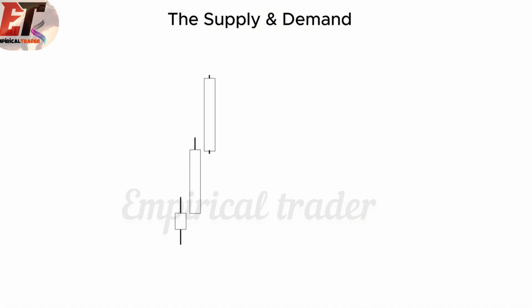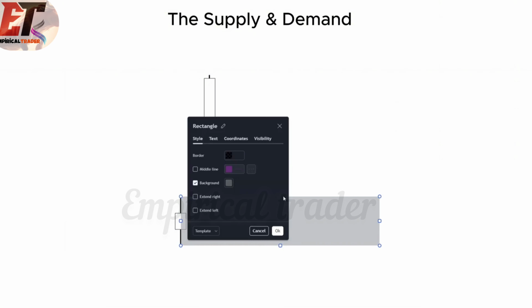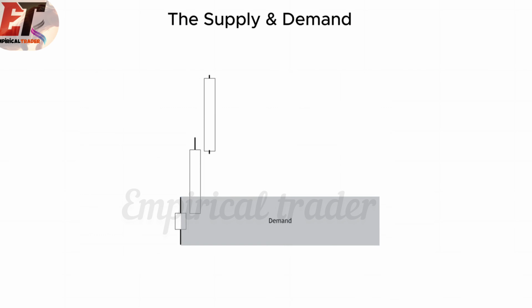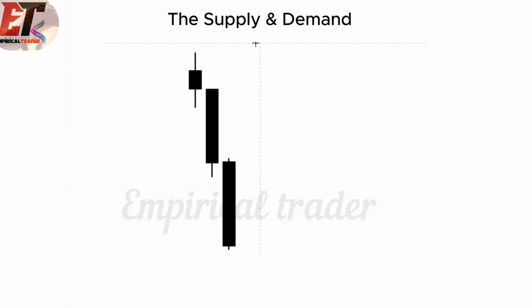Now, when it comes to identifying these supply and demand zones on a chart, we are going to be using individual candlesticks. A demand zone is the last candle before the impulsive move to the upside. And a supply zone is the last candle before an impulsive move to the downside.